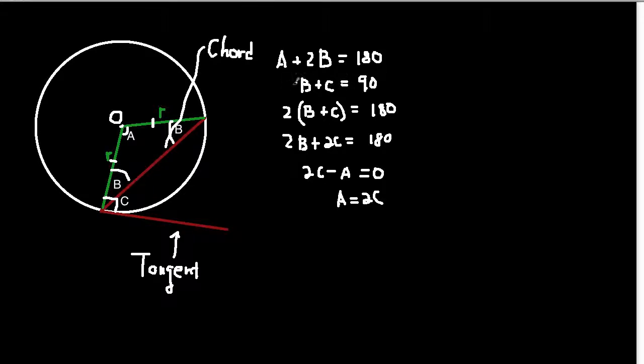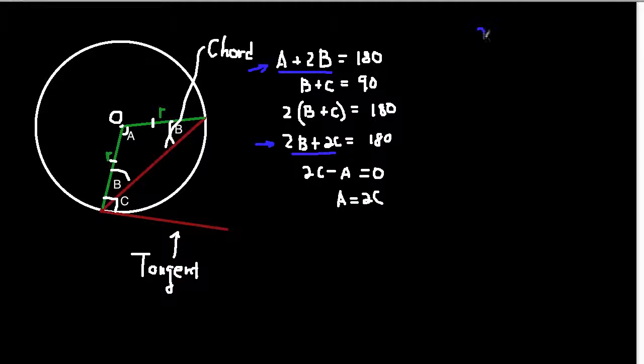I multiply this whole thing by 2 here. So 2 times B plus C must equal 2 times 90, or 180. So I multiply that through, and I have this expression right here, that 2B plus 2C is equal to 180. And then I have this expression from a minute ago, that A plus 2B is equal to 180. So I can take this expression up here and subtract it from this expression down here. So subtract this from that.